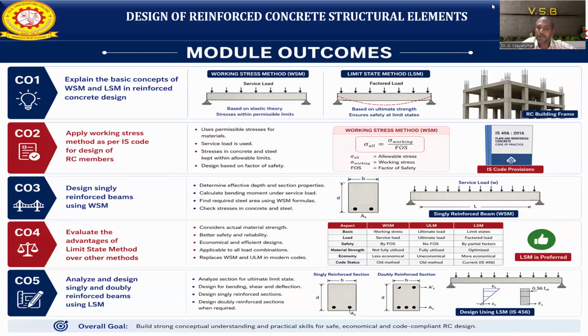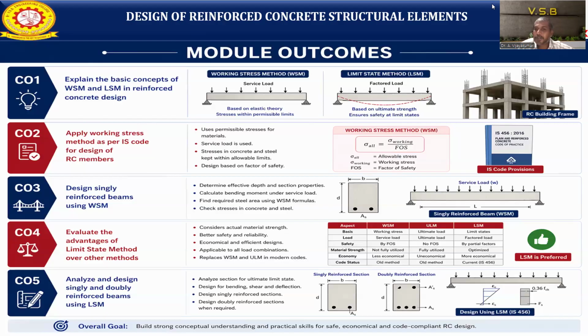Now you can explain that it considers actual material strength, and based on that gives better safety and reliability, and economical and efficient designs, applicable to all load combinations, and ultimately replacing the working stress method in modern codes. You can compare the different aspects of all the methods, working stress method, ultimate load method and limit state method. The basic concept: the working stress method deals only with working stresses.